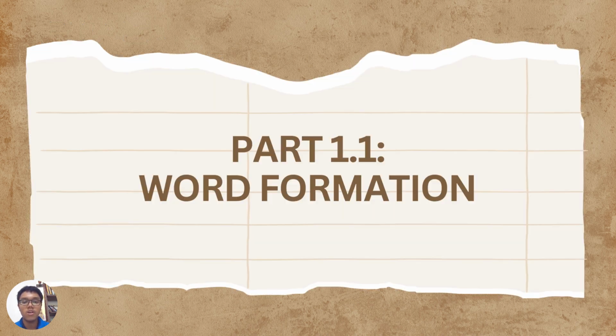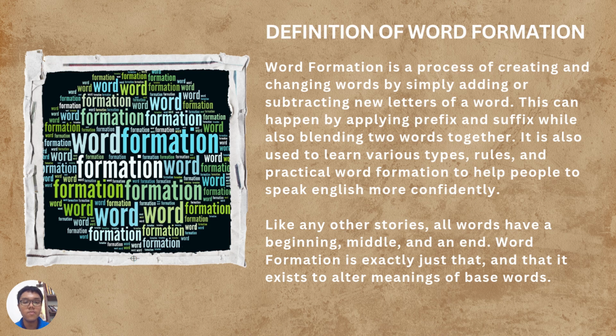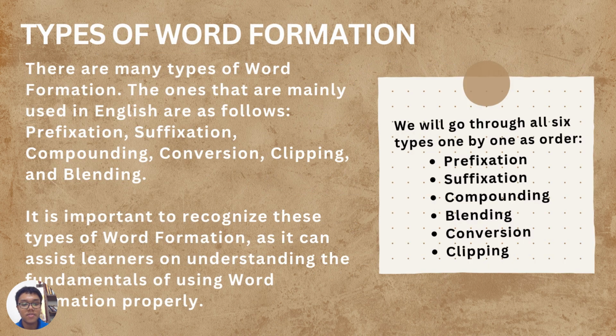Part 1.1 Word formation. What is word formation? Word formation is a process of creating and changing words by simply adding or subtracting new letters of a word. This can happen by applying prefixes and suffixes while also blending two words together. It is also used to learn various types, rules, and practical word formation to help people speak English more confidently. Like any other stories, all words have a beginning, middle, and an end. Word formation is exactly just that, and it exists to alter the meanings of base words.